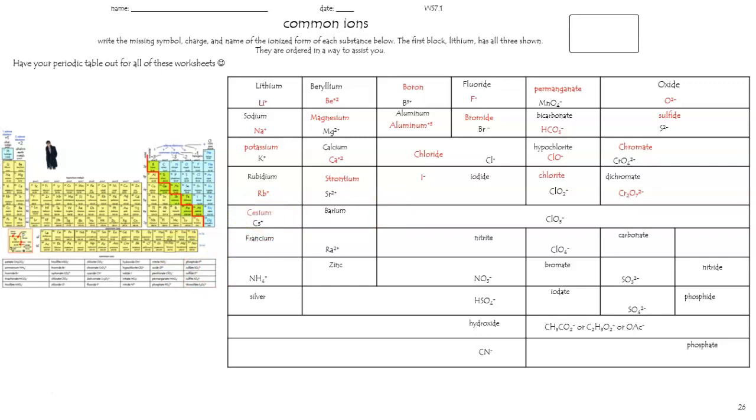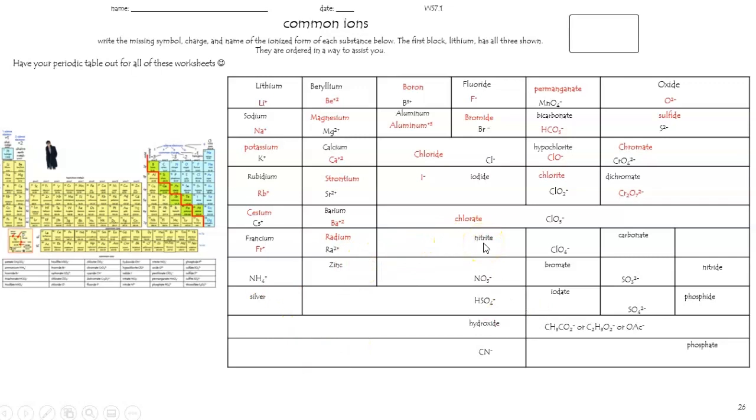Another group 1 getting down the chart now. This is the cesium cation. Barium is group 2, Ba2+. 3 oxygens. We're now at chlorate. Francium is the very bottom of group 1, Fr+. If it's Ra2+, it's not radon dication because that is a noble gas. It's radium 2+.